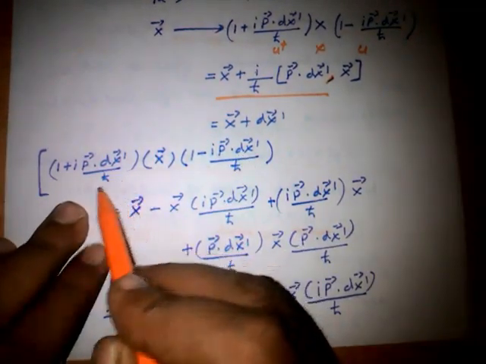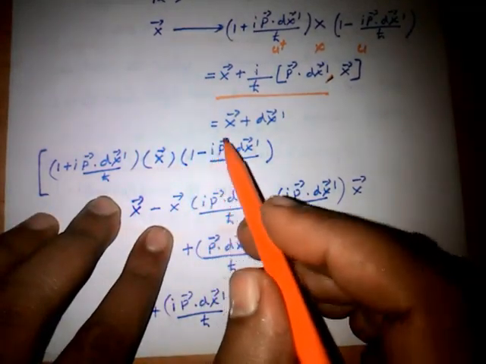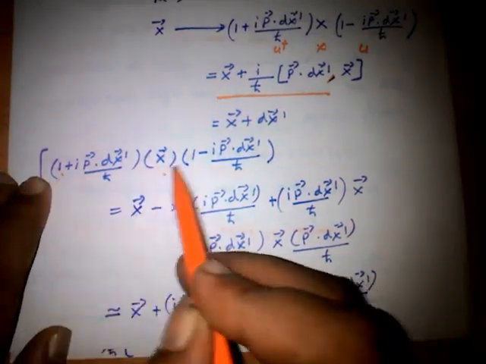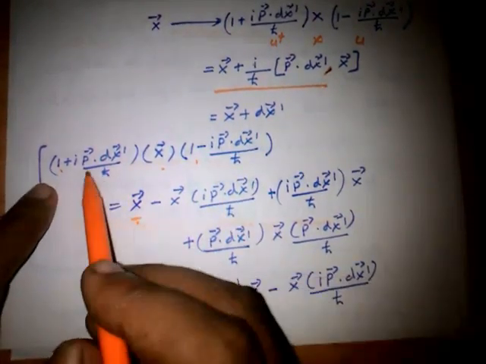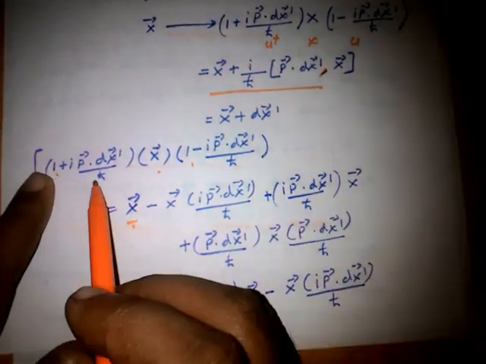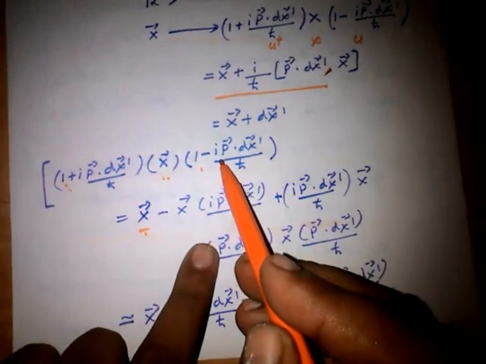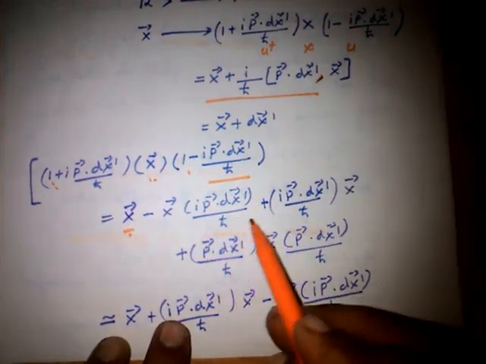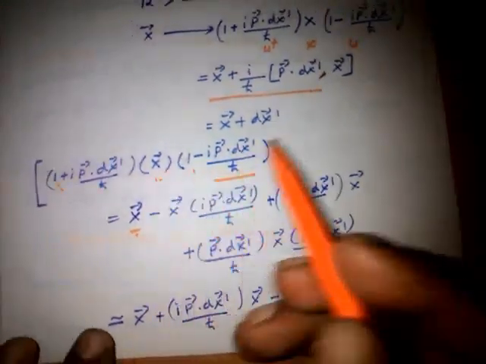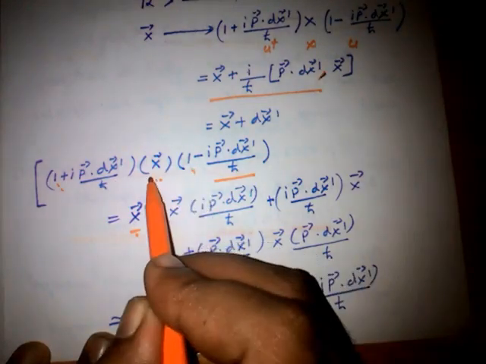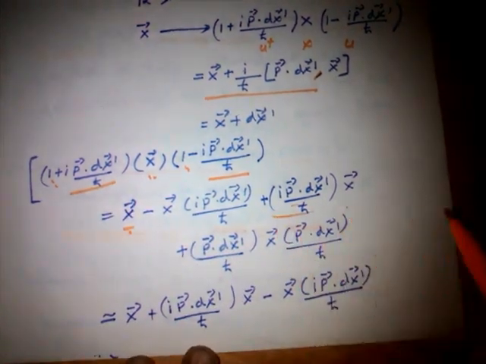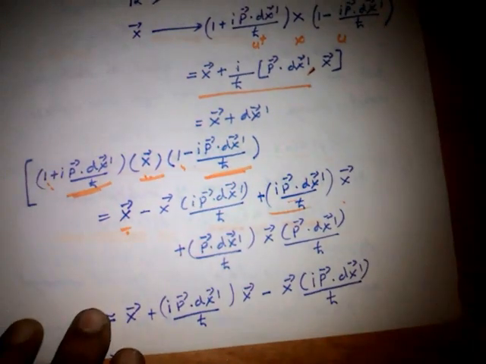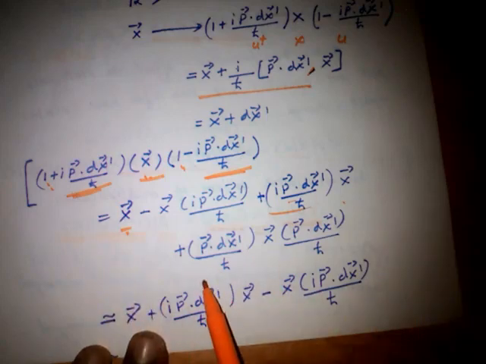(1 plus i p·dx'/ħ) times x times (1 minus i p·dx'/ħ), that is equal to: we multiply 1 into x into 1, we get x, and then 1 into x into this term, so that we get x·i p·dx'/ħ, plus then 1 into x into this term, and then finally this one into x into this last term. Usually we multiply like this, and we get this term.